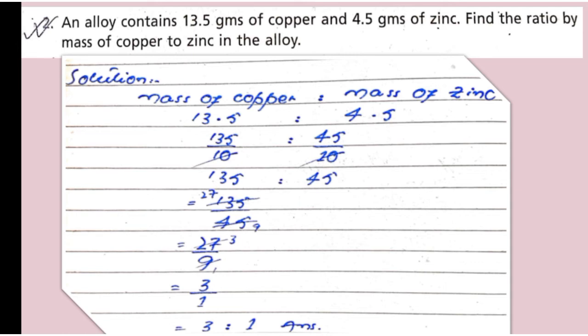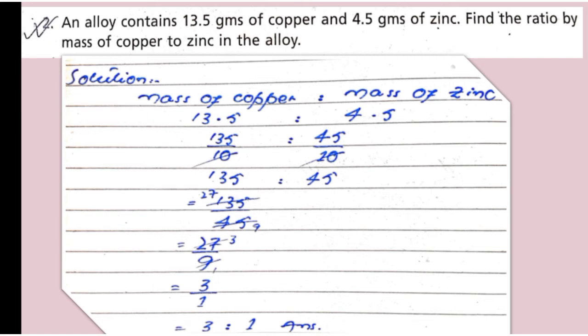We just need to write the values, which are 13.5 and 4.5, and I have told you the trick of how to convert decimals into fractions, so there's no need to repeat that. That's why I've written 135 upon 10 and 45 upon 10 in place of 13.5 and 4.5 respectively. Now both the 10s will be cancelled out and we are left with 135 is to 45. Now write it as a fraction, 135 upon 45, and do the cancellation.